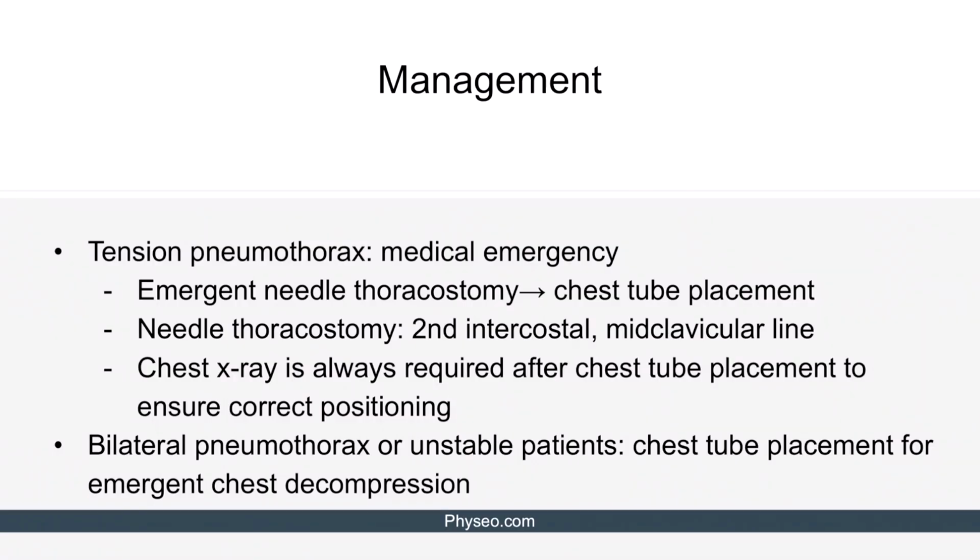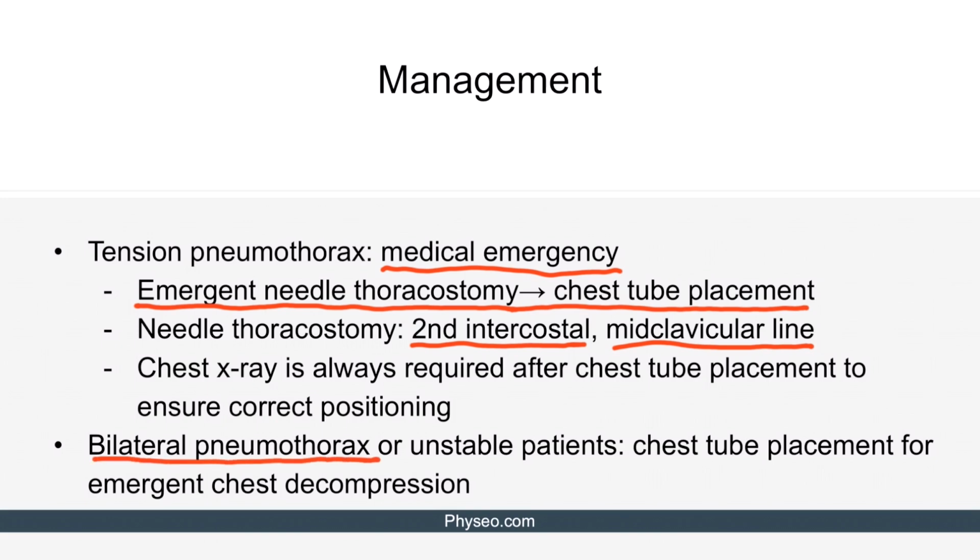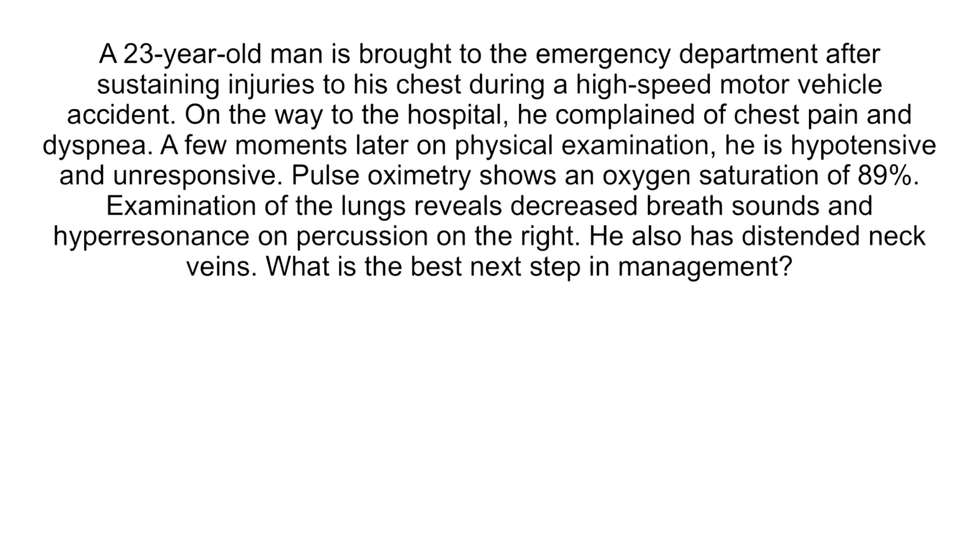A tension pneumothorax is considered a medical emergency. It's treated with emergent needle thoracostomy followed by chest tube placement. In needle thoracostomy, the needle is inserted in the 2nd intercostal midclavicular line. Remember that a chest x-ray is always required after chest tube placement to ensure correct positioning. In the case of bilateral pneumothorax or in unstable patients, chest tube placement should be directly performed for emergent chest decompression. All right, let's wrap up with a final question.